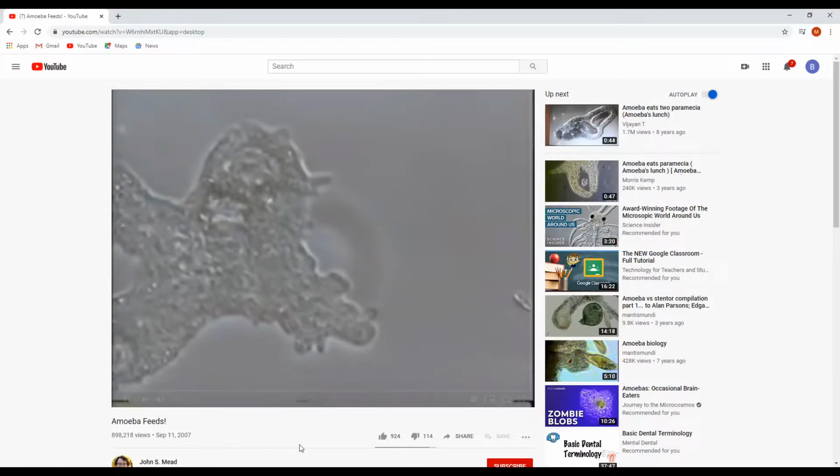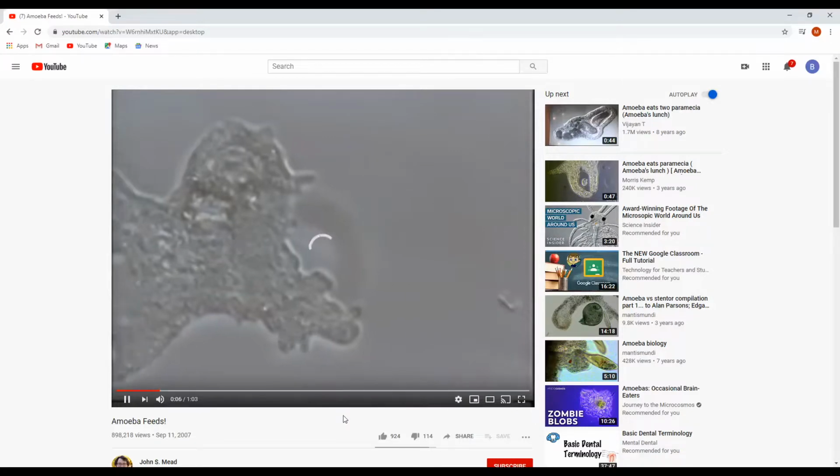So the way that they make these pseudopods, these false feet, is by what is called cytoplasmic streaming. All of the inner part of the cell, that's the cytoplasm, is going to move and stream and push itself, causing these false feet. And they're going to move in the direction of where the food is.